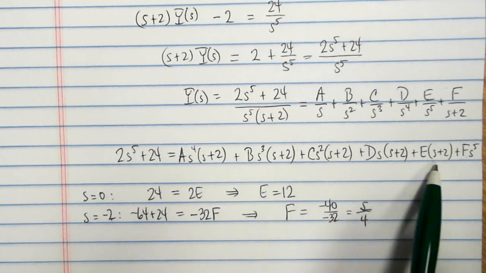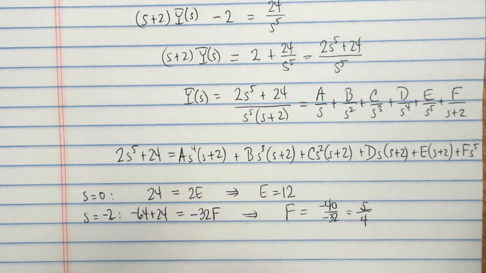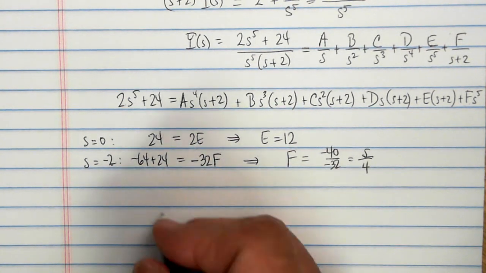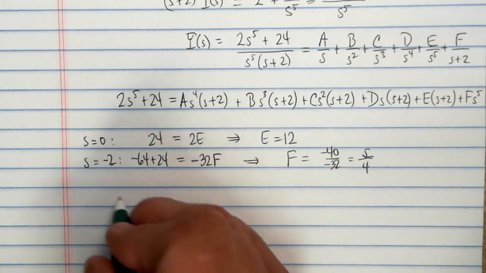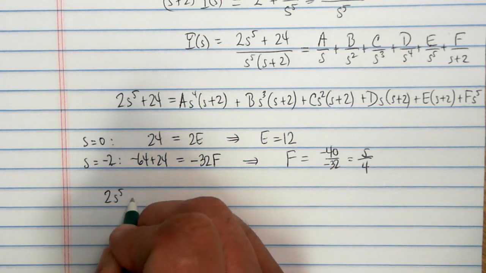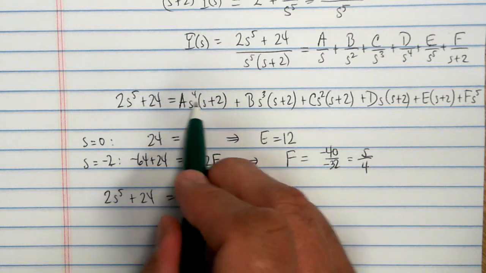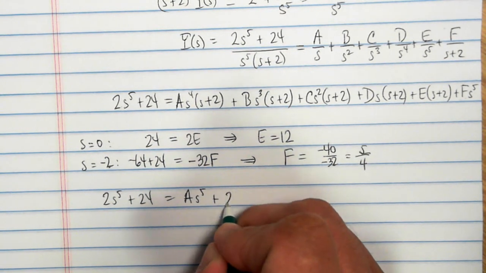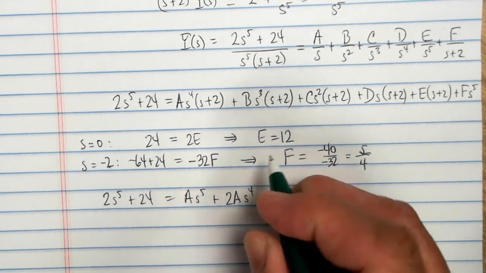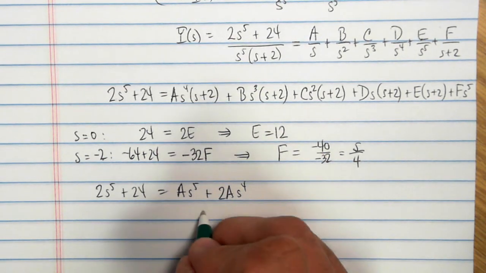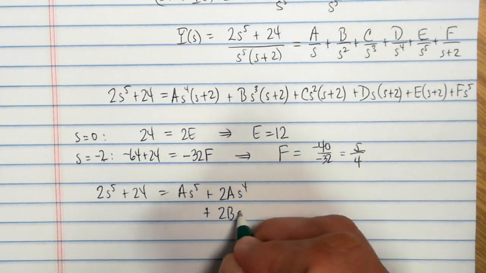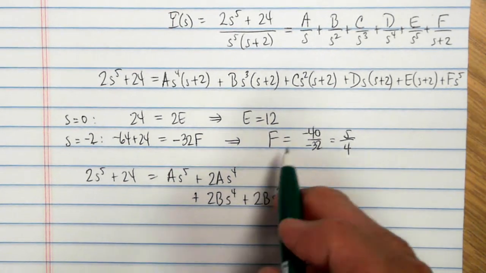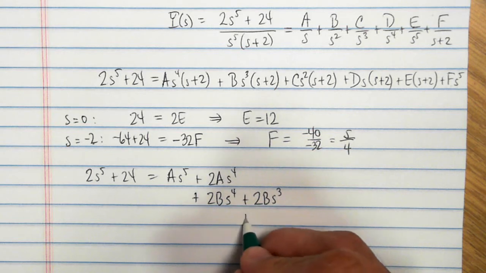Now, for all the other terms, we could plug in numbers, but this is actually the rare example that multiplying out is the preferable way to go here. So 2 times s to the fifth plus 24 equals, let's multiply out and see what happens. We get a s to the fifth plus 2a s to the fourth. Multiply these, we get plus 2b s to the fourth plus 2b s to the third. Multiply these, we get plus c.